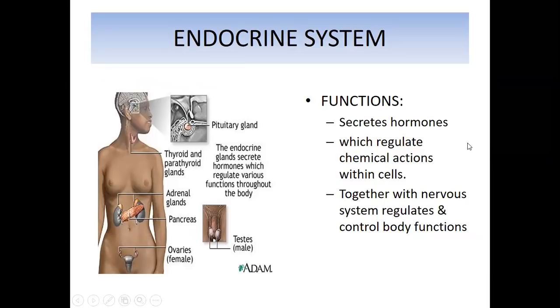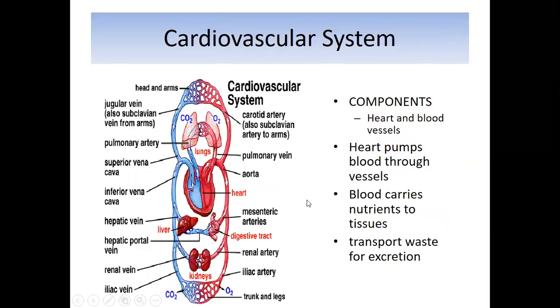There are specific hormones secreted by each of the endocrine organs here, and the function of the hormones is to regulate chemical action within the cells. Together with the nervous system, it regulates and controls the body functions. That is the endocrine system.